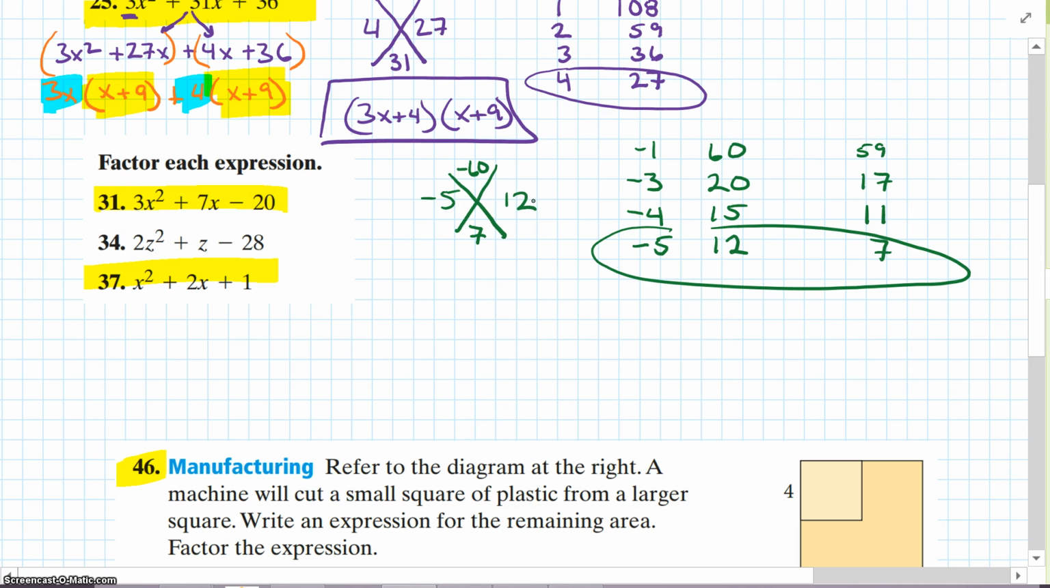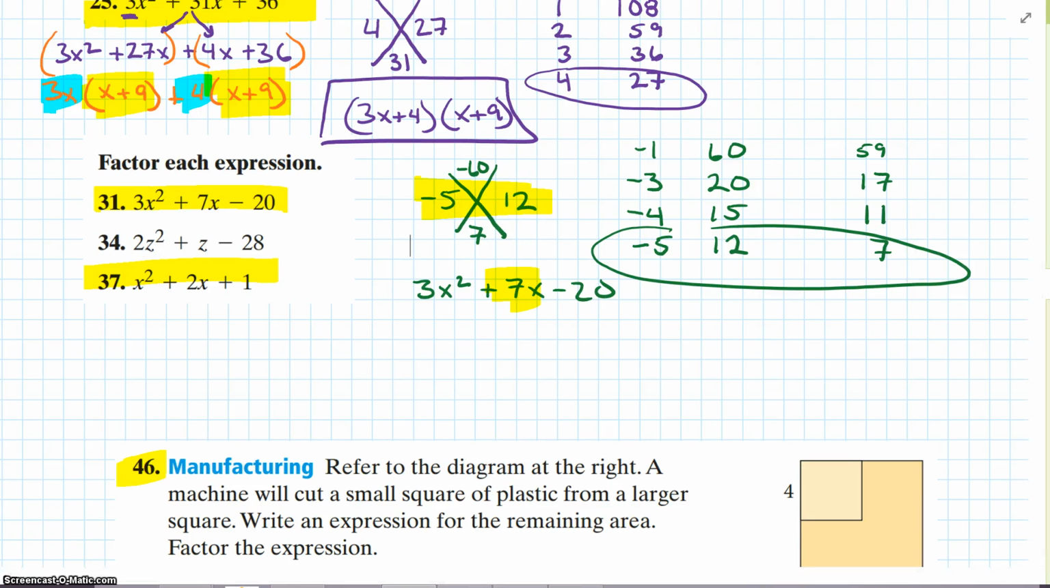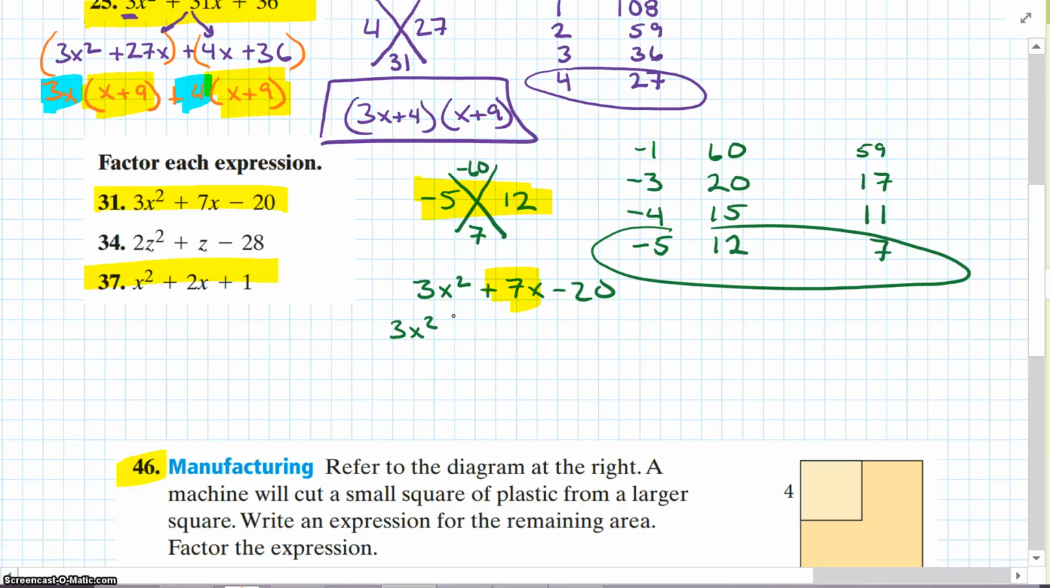So again, the a value is not 1, so we're going to have to rewrite it. 3x squared. I'm just going to rewrite it right here. 3x squared plus 7x minus 20. So we're going to replace that 7x with those two factors. So let's rewrite it. 3x squared plus 12x plus negative 5x minus 20. Let's group the first set of terms and then the second set of terms. I can factor out a 3x on the first one, get x plus 4. I can factor out a, sorry, that's minus right there.